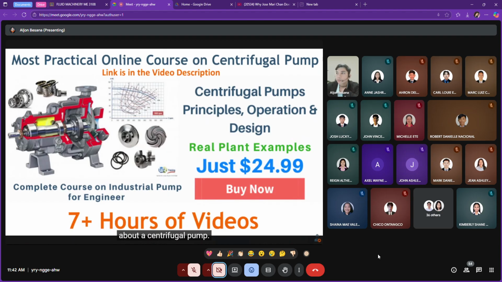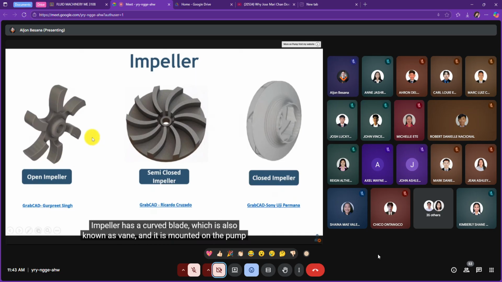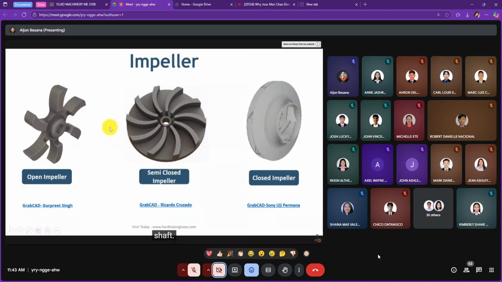Now the next part of the centrifugal pump is the impeller. The impeller is the most critical part of the pump performance. Proper impeller design and selection will decide the efficiency of the pump. It transfers the energy from the driver to the fluid. It converts kinetic energy into pressure out of the pump. Impeller has a curved blade, which is also known as a vane, and it is mounted on the pump shaft.